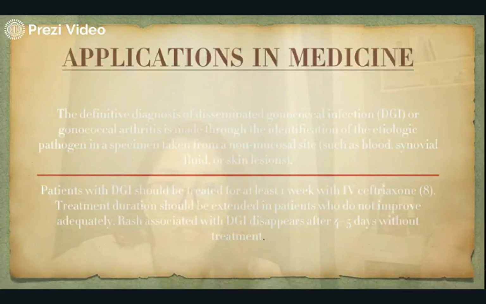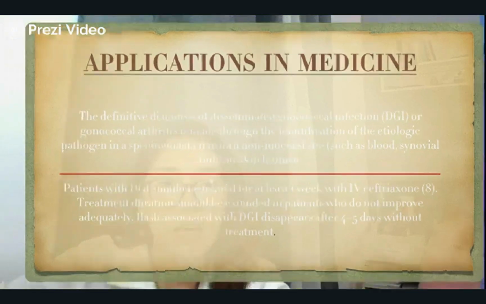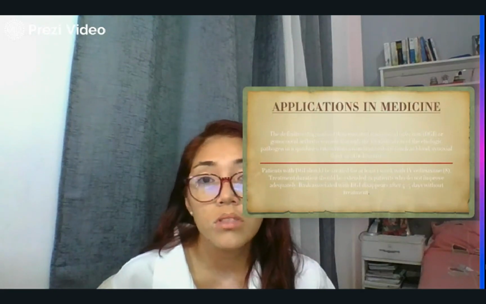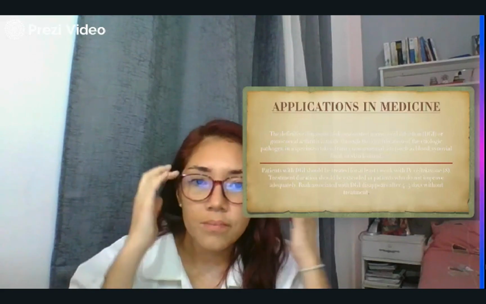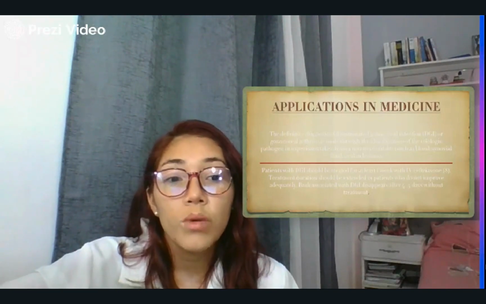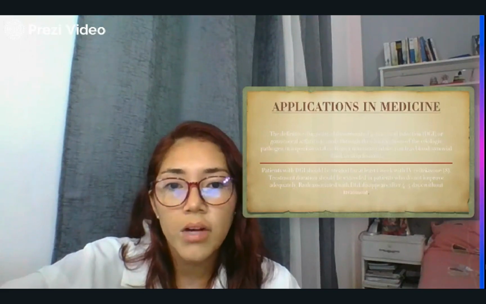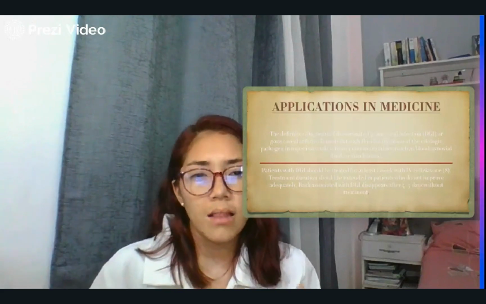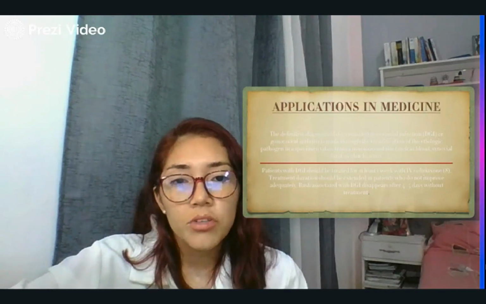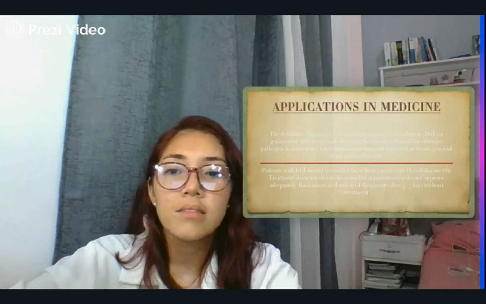Well, the applications in medicine. The definitive diagnosis of disseminated gonococcal infection, DGI, or gonococcal arthritis is made through the identification of the etiologic pathogen in a specimen taken from a non-mucosal site, such as blood, synovial fluid, or skin lesions. On the other hand, patients with DGI should be treated for at least 1 week with intravenous ceftriaxone, and the treatment duration should be extended in patients who do not improve adequately. Rash associated with DGI disappears after 4 or 5 days even without correct treatment.